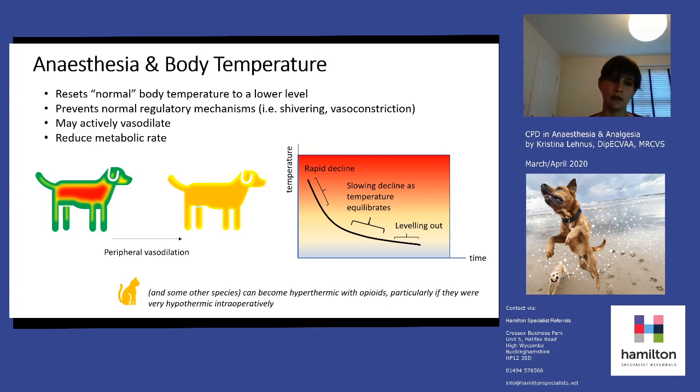The one caveat about this is that some animals, particularly cats and also some cattle, etc., can become hyperthermic, so hot with opioids, and that's particularly bad for cats if they were hypothermic intraoperatively. So it may seem counterintuitive, but if the cat got really cold under anesthesia, you may find that when you give it an opioid post-op for analgesia, it might actually get hyperthermic.